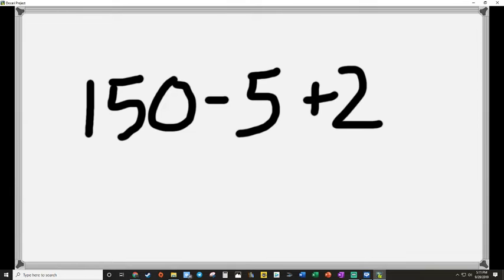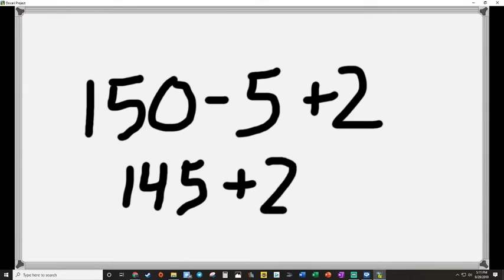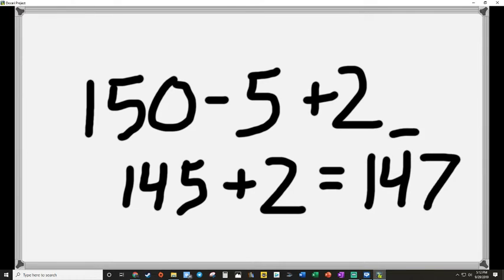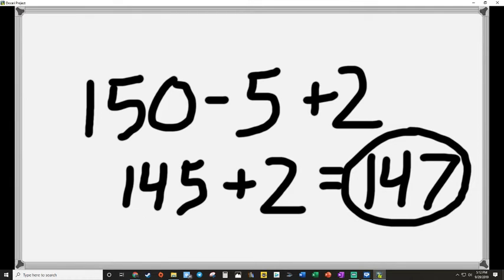Now the last step is addition or subtraction, the A and the S of PEMDAS. We're just going to do addition or subtraction from left to right. It's not all addition then subtraction, it's literally going from left to right in the problem. So the first thing we would do is not 5 plus 2, it's actually going to be 150 minus 5, which equals 145. Then we add 2 to 145, which gives us 147. So that is the answer for the multiple step problem that we were given.